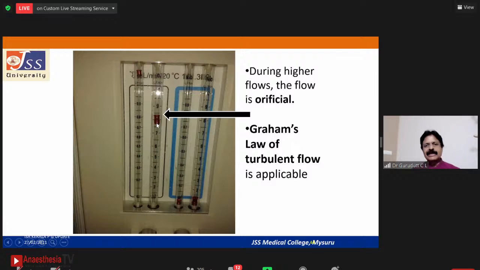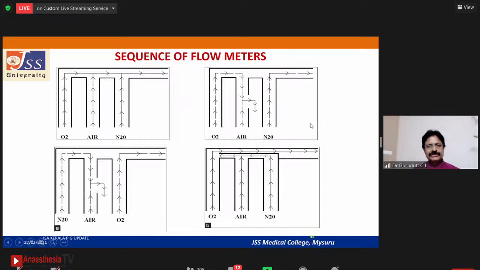Both oxygen and nitrous oxide flows are inaccurate. Suppose nitrous oxide is flowing more than oxygen, then you will be giving a hypoxic mixture. So that is why the flow meters have to be calibrated at that level of altitude where you are going to use them.